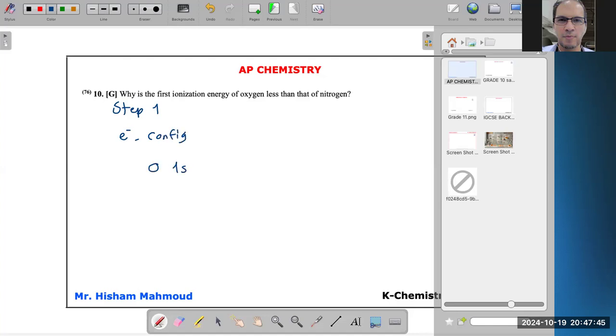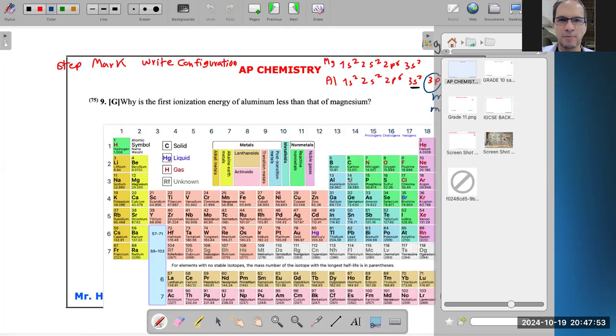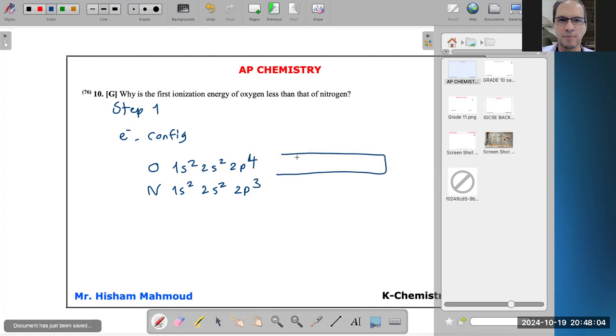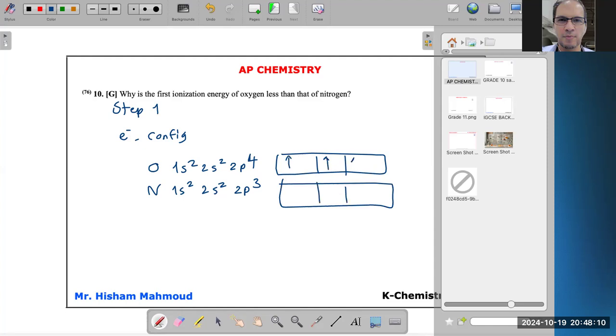So step 1, make the electronic configuration. The oxygen is 1s2, 2s2, 2p. Is it 2p4? I forgot. It's 2p4. And the nitrogen is 1s2, 2s2, 2p3. These are the electrons. I need you to tell me what's something that's available in one and not available in the other. Then whenever he asks you about the exception between group 5 and group 6, always tell him there is something which is available in one of them and not available in the other.